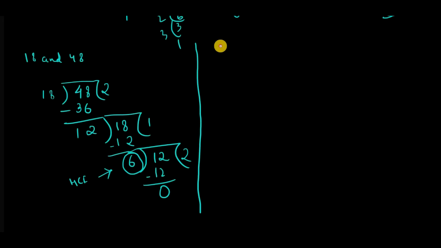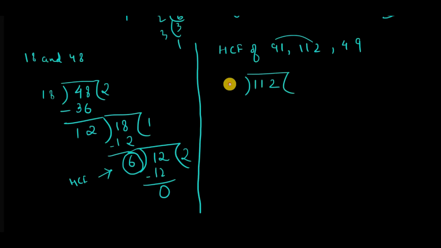If we are asked to find the HCF of 91, 112, and 49, right? Now it's not 2 numbers, it's 3 numbers. What I'll do is I'll first find the HCF of any 2 numbers, say these 2 numbers. So I need to divide by the smaller number, right? So I'll first write the bigger number inside and the smaller number outside. 91 1 is 91. The remainder is 21.